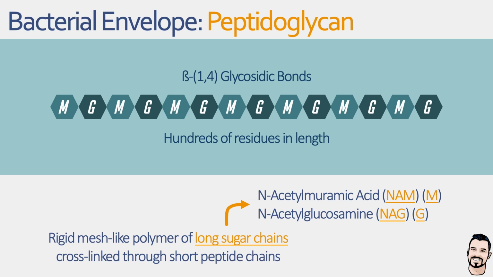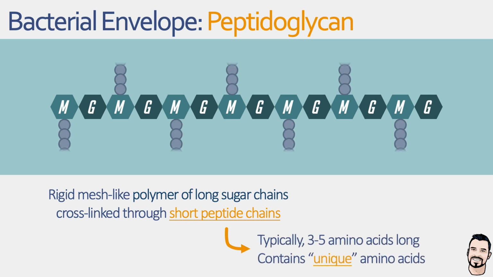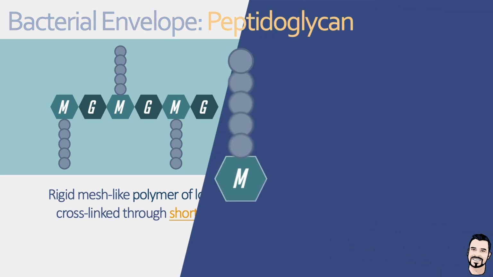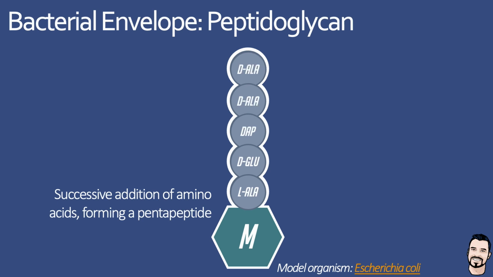Now, if we remember back to our N-acetylmuramic acid, it has a reactive site, and it is this site that bacteria use to form short peptide chains. Now, these chains are typically 3 to 5 amino acids in length, depending on the species, and they contain some quite unique amino acids that we don't tend to see too often. And so if we zoom in, we can see the 5 amino acids observed in Escherichia coli. Now, these are added sequentially to carbon 3 of our N-acetylmuramic acid, forming a pentapeptide.